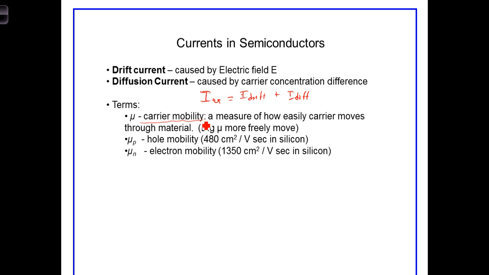The carrier mobility is a measure of how easily carriers move through the material, and by carriers we mean either holes for hole current or electrons for electron current. It's interesting to note that the hole mobility, or the carrier mobility for holes, is 480 centimeters squared per volt second, and electron mobility, or the carrier mobility for electrons, is 1350 centimeters squared per volt second. Electrons are almost 3 times as mobile as holes in silicon.